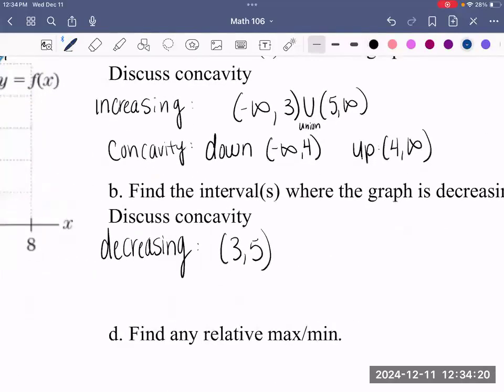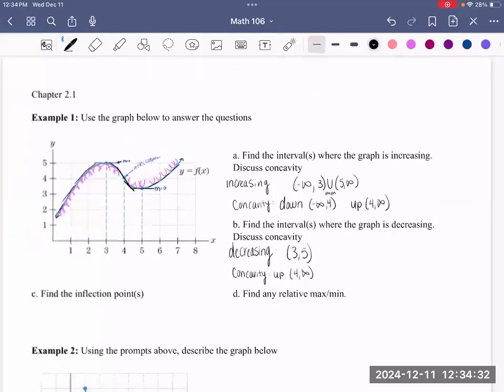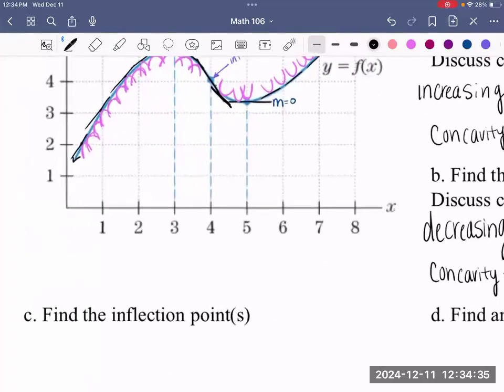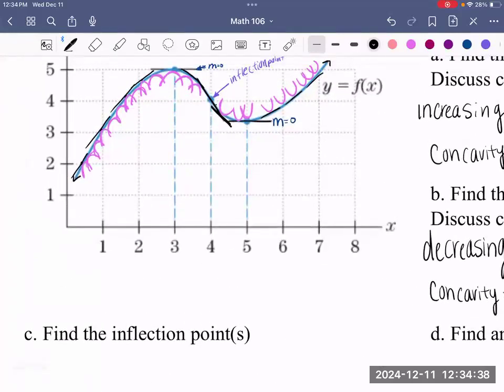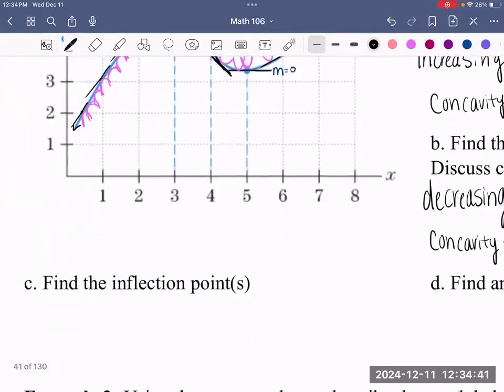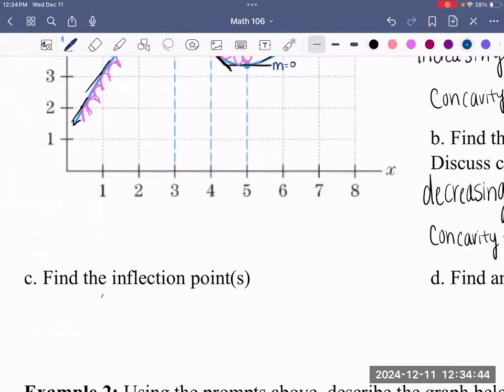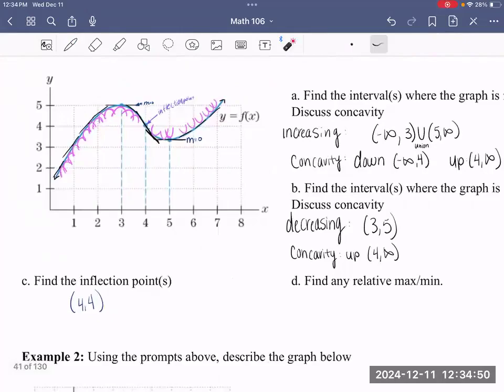And again, if I wanted to discuss concavity, it's now up from 4 to infinity. Your inflection point, we just talked about, is the point in which your concavity switches its direction. So we went from down to up at 4, which is your inflection point. And we do not have any other inflection point, because you notice that these are all down until we then switch these to up, and our graph continues off the page. That is the only position in which we change from down to up or vice versa.